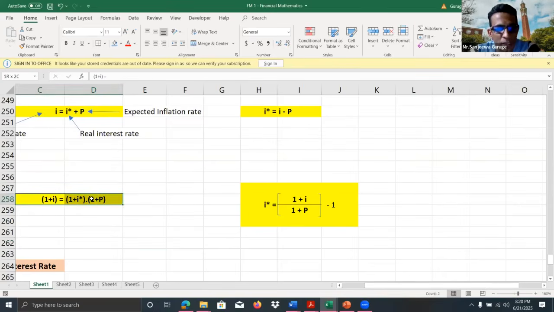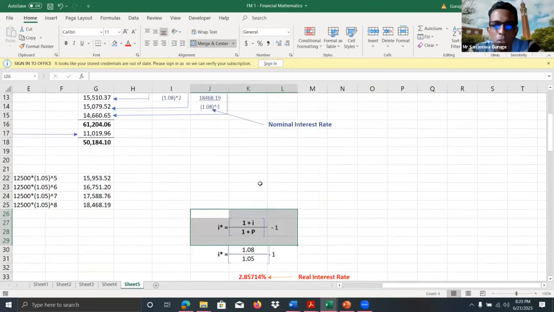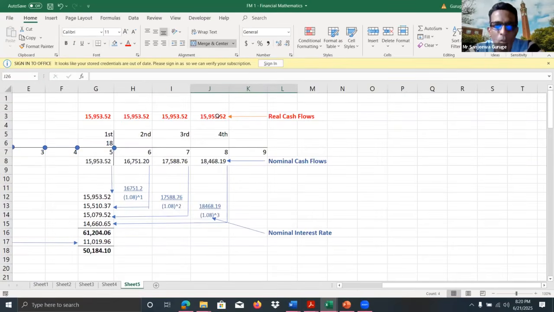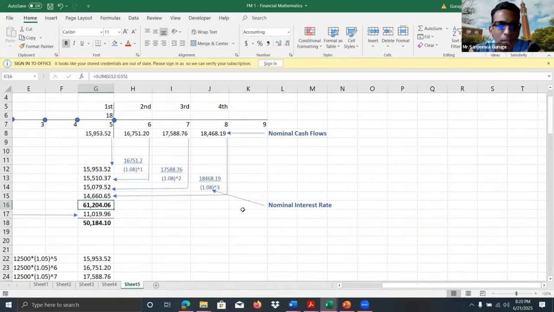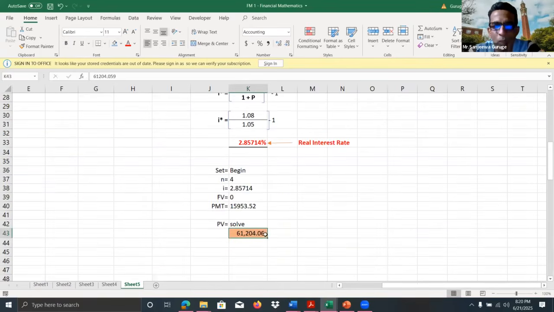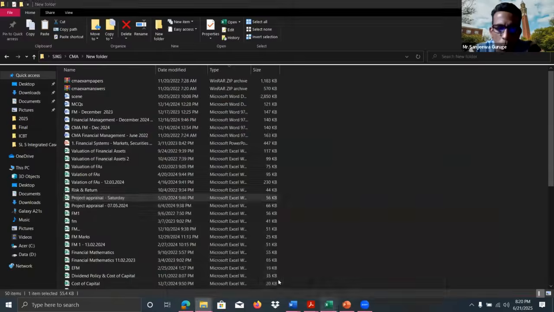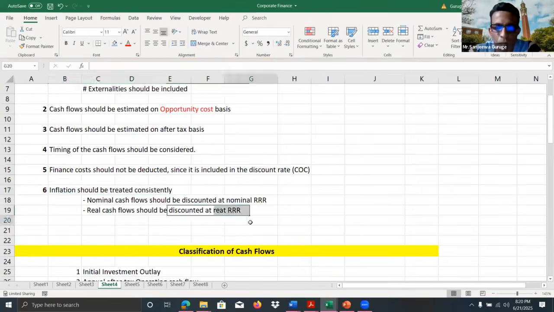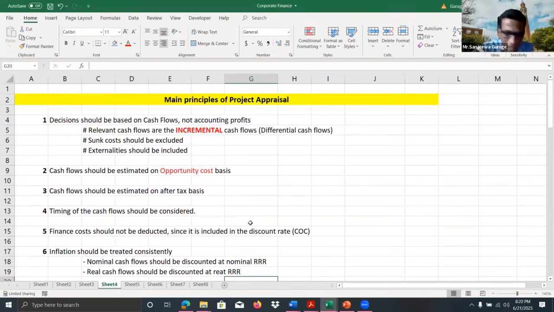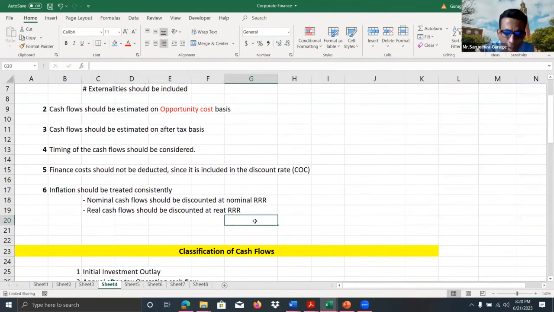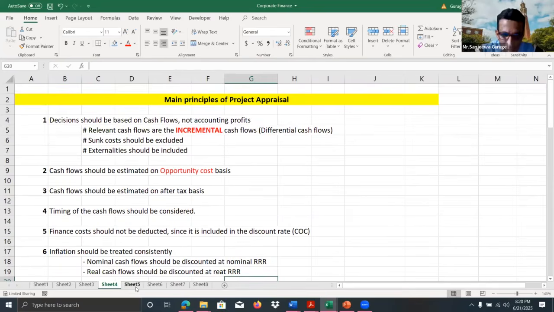We can use this Fisher formula, and when you rearrange it in terms of the real rate, we get this real interest rate formula. And when you do that, you can use the nominal cash flows with the nominal rate or the real cash flows with the real rate. We get exactly the same answer. So that is one important principle that we should use in the evaluation of a project. This part is fairly broad, and if we try to discuss all the examples, that will take a lot of time.